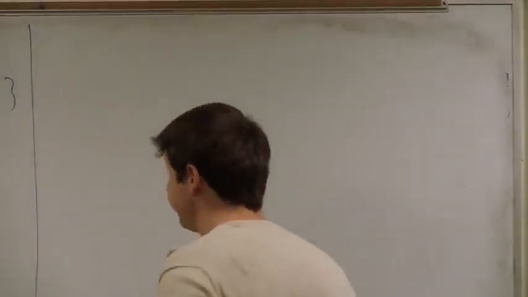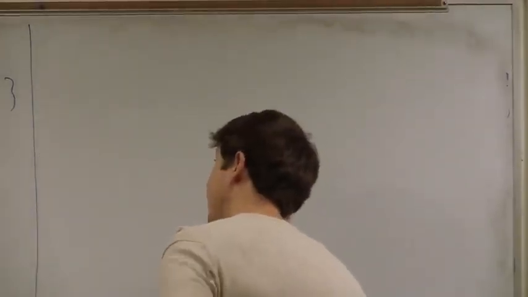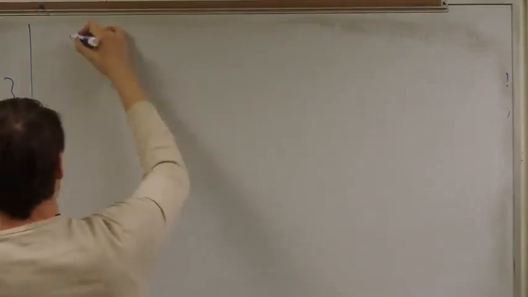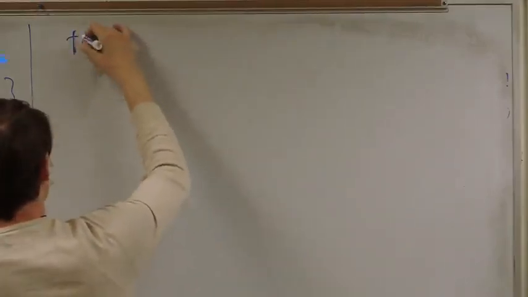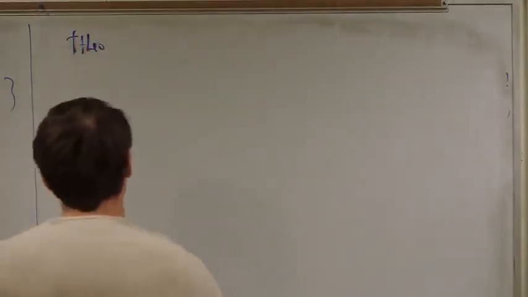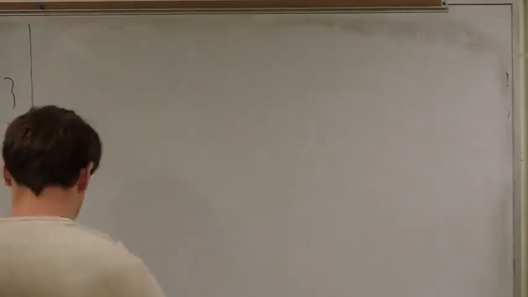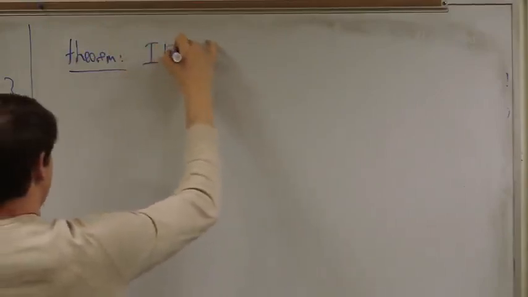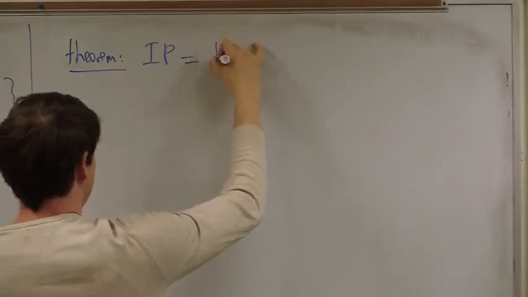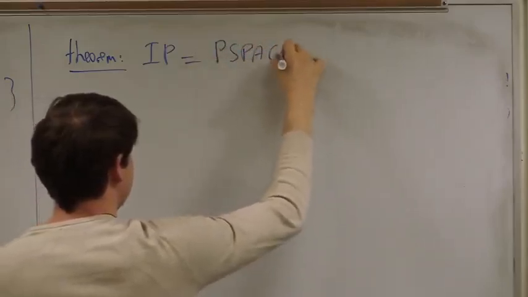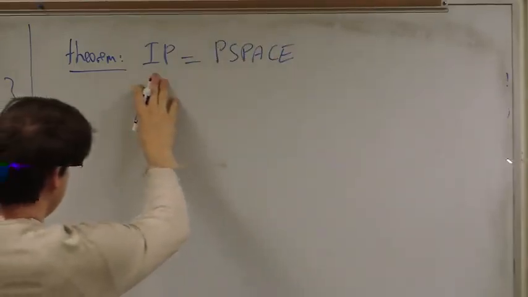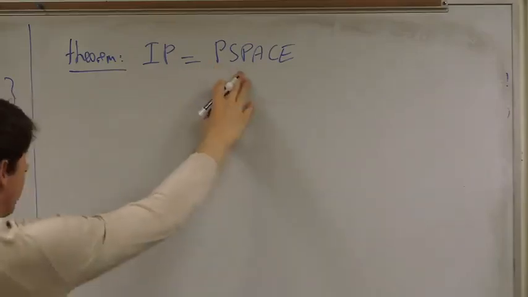So the characterization of interactive proofs is captured by a well-known and celebrated theorem, an equality known as IP equals P space. This is an equality that says that the languages that have interactive proofs are precisely equal to the languages that can be solved in polynomial space.